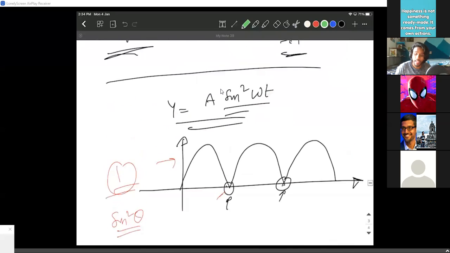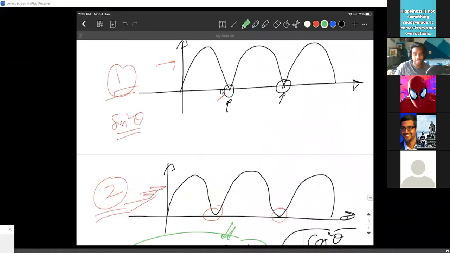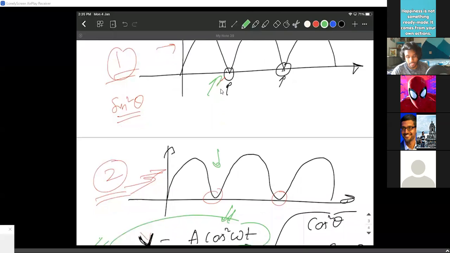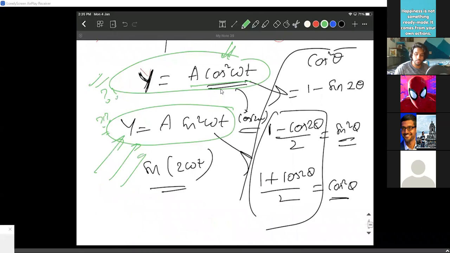I'm asking you whether the sine square theta and cos square theta equations are SHMs or not. Now, you being the best students in the class, which is so sad, you can't even tell the difference between this graph and this graph. You're not even sure whether the sine square theta graph is like that or this. Get clarity on that. This is a question for you today, whether this equation can represent an SHM or not.